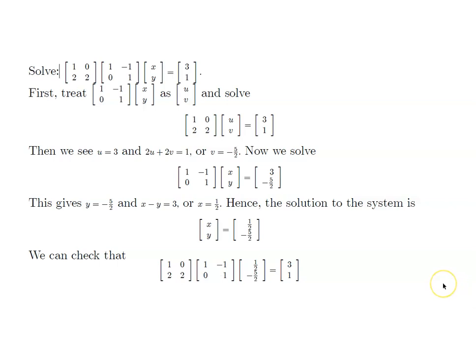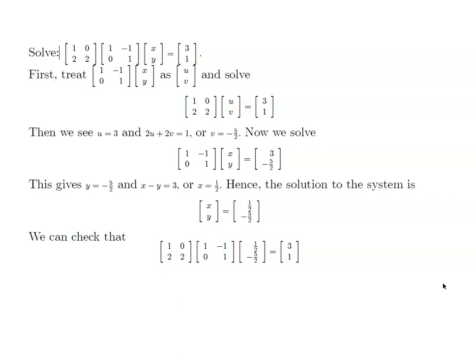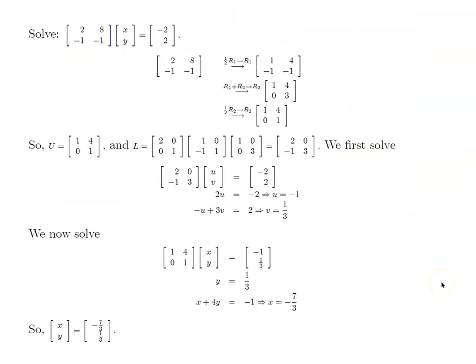All right, so let's see if we can do this where the matrix isn't already given as an LU decomposition. Let me scroll to the next page here. Let's say we have the system [[2,8],[-1,-1]] times [x,y] equals [-2,2], and we want to solve that system.